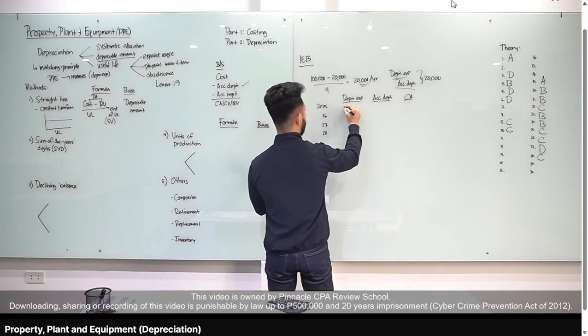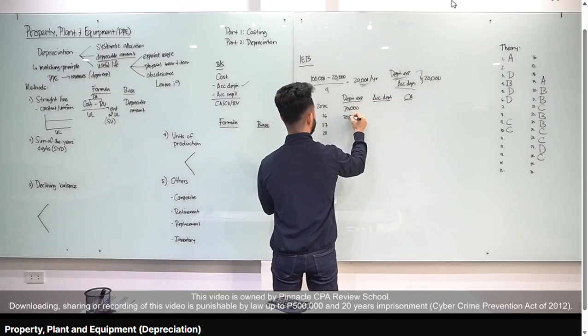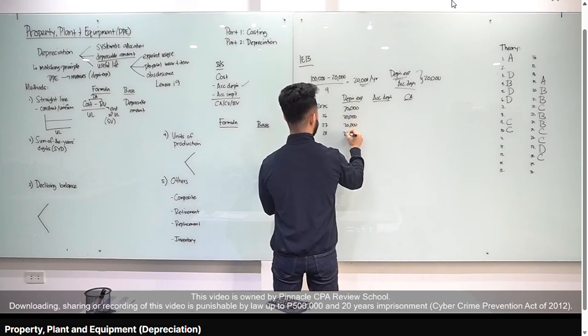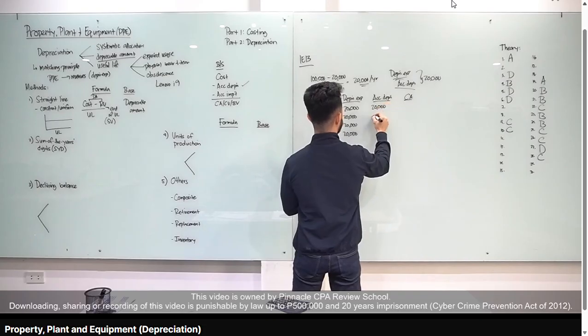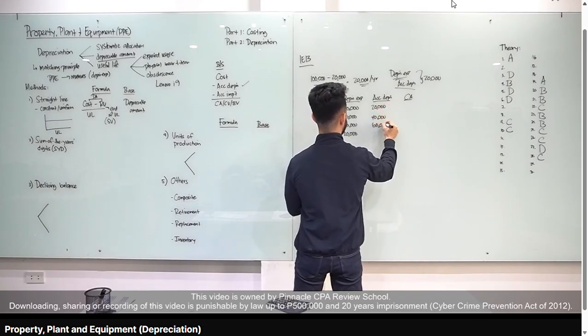Again, pag depreciation expense, under the straight line method, 20,000 per year yan. And accumulated depreciation, basically, yun yung cumulative na depreciation expense. So sa first year, 20,000. You have 40,000, 60, and 80,000.